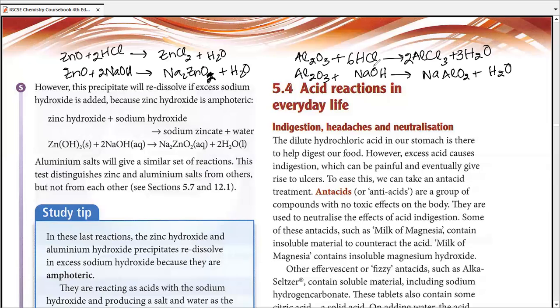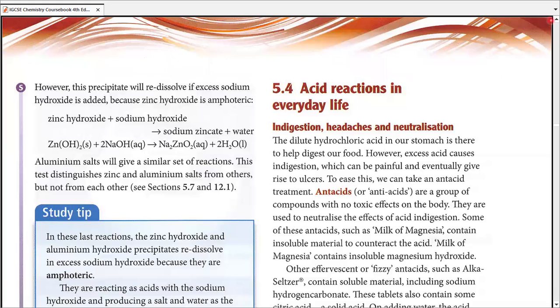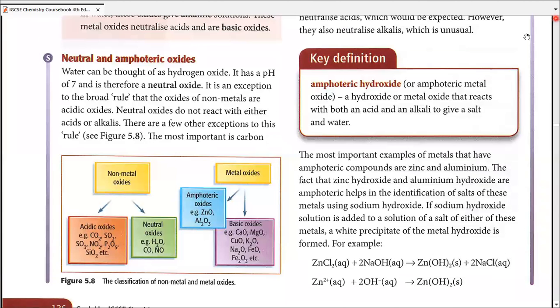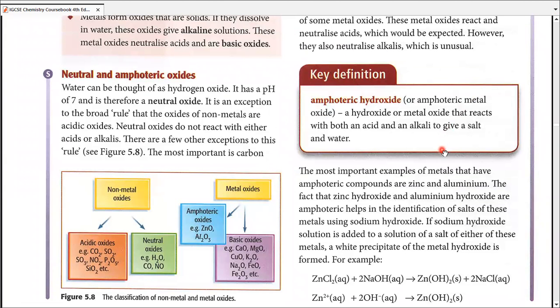Remember, if a question like this comes in exams, you've got to prove an amphoteric oxide by two reactions. It gives us salt and water on reacting with the acid. It also gives us salt and water upon reacting with the alkali. So it does almost the same. Moving back, this completes 5.3 for us.